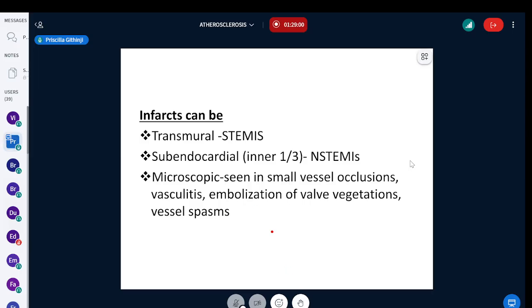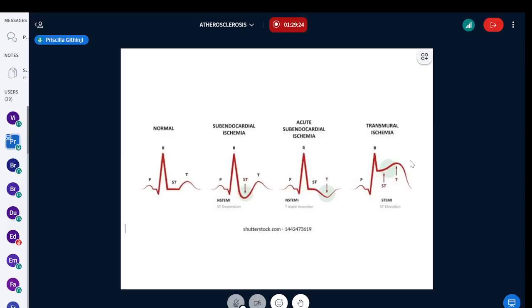So one of the tests that you do for patients who come to hospital with chest pains and you're suspecting that they're having a myocardial infarction is an ECG, an electrocardiogram. And you want to look at the ST part. So if it is elevated, you say that's a STEMI. If it is not elevated, then that's a non-STEMI.